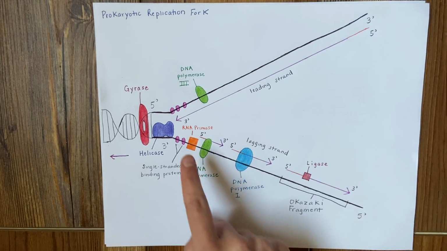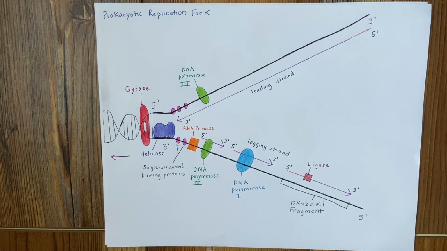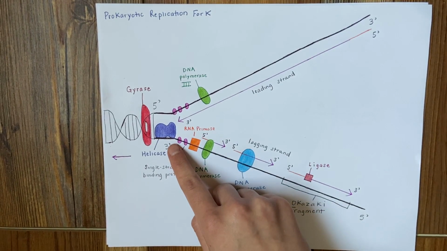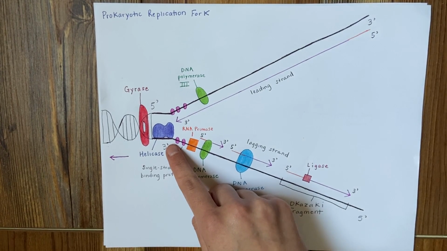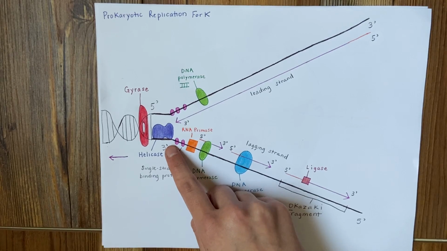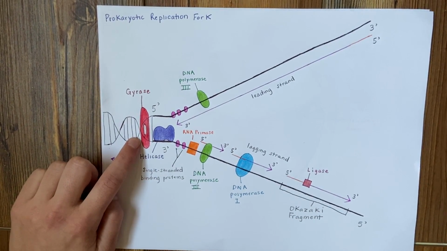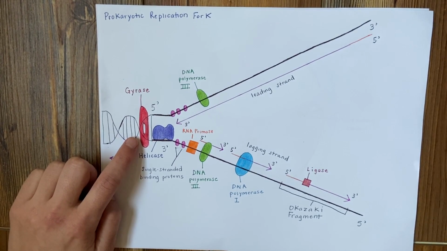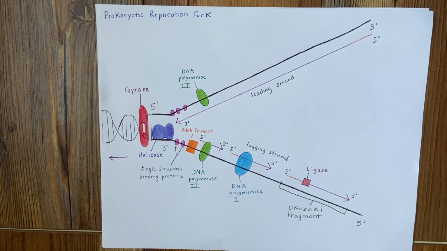First, helicase enters the replication fork, separating the two strands of the double helix. Next, the single-stranded binding proteins attach to the original strands and keep the hydrogen bonds from binding. Next, we can look towards DNA gyrase, which ensures that double-stranded areas outside of the replication fork do not supercoil.